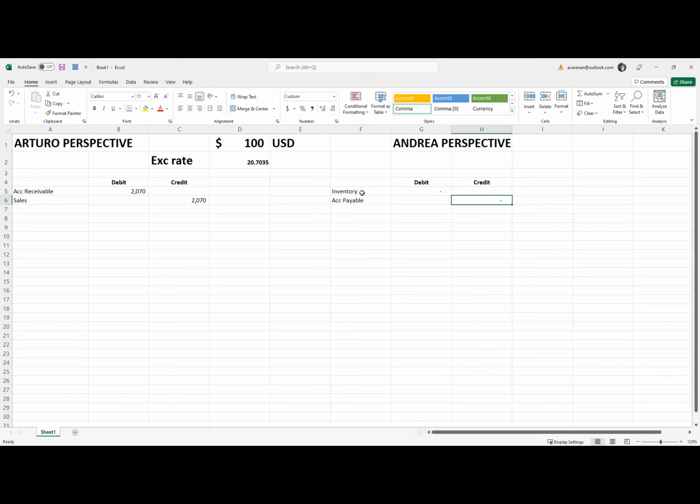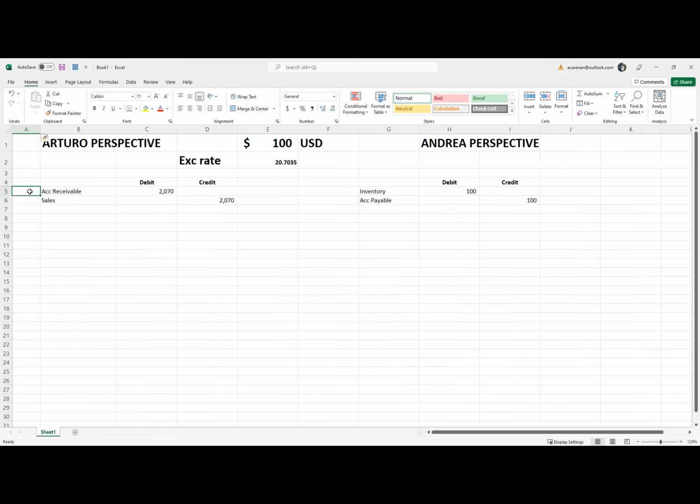Her system is in dollars? Her invoice is in dollars. And 100? That's it. And let's do this: the transaction was made March 16, date. Okay. March 16.